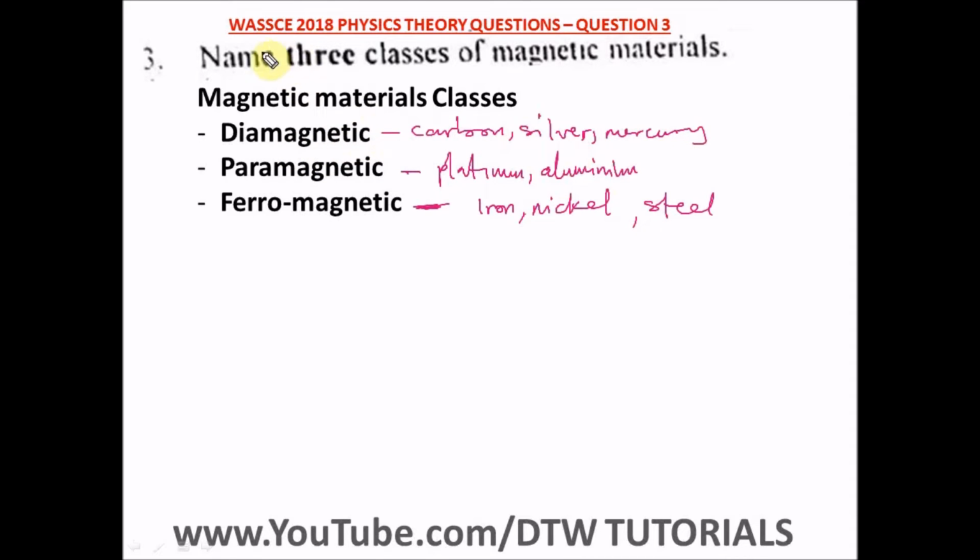The question says name 3 classes of magnetic materials. So all you need to do is state this. Magnetic material classes are diamagnetic, paramagnetic, ferromagnetic. Don't make the mistake of just putting diamagnet and leaving off the IC. You are going to get it wrong. According to the statement here, magnetic material classes, make sure you put your IC: diamagnetic, paramagnetic, ferromagnetic. You're going to lose marks if you don't put the IC.